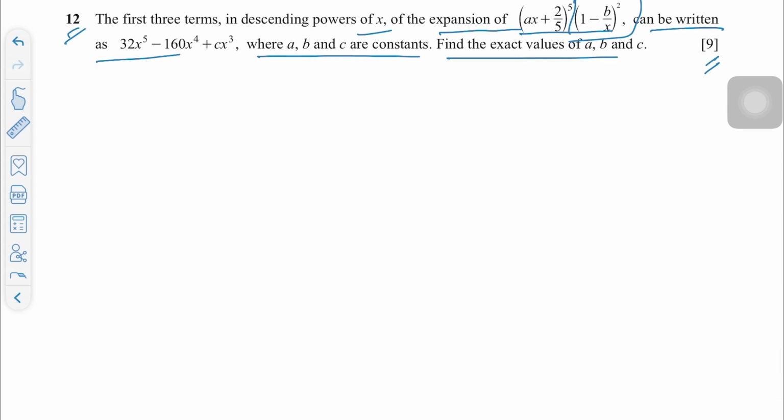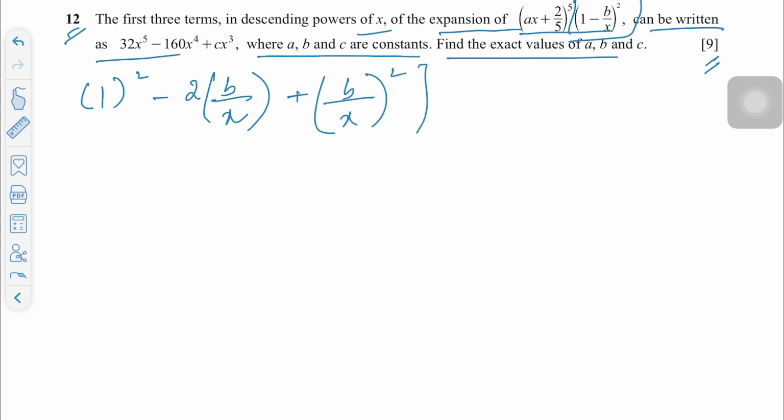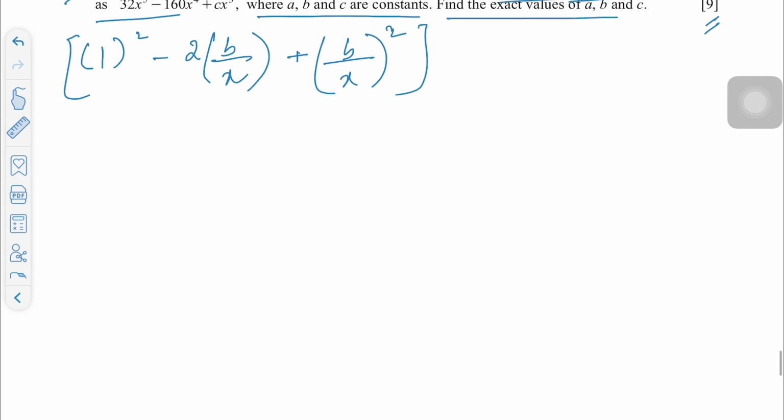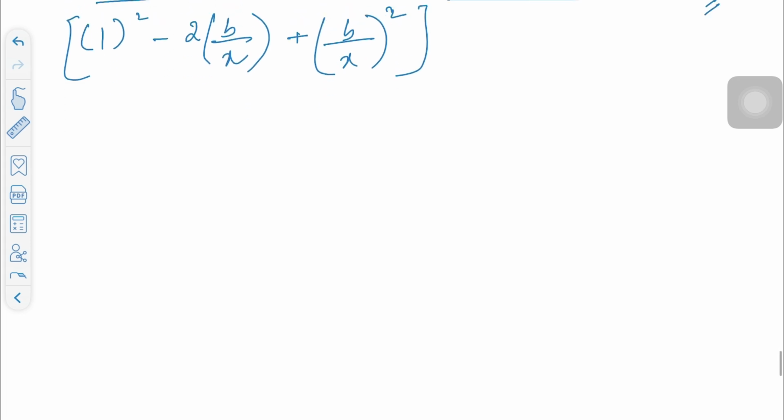So this would be 1 powered square. This would be 1. And then this would be 2c1, which is basically 2. And this would be 1. Let's just not write 1 again, because 1 powered anything is 1. This would be b upon x, and we have our last term as b over x whole squared. So this was a pretty simple one. Now if we use this, we have to have the first three terms, right?